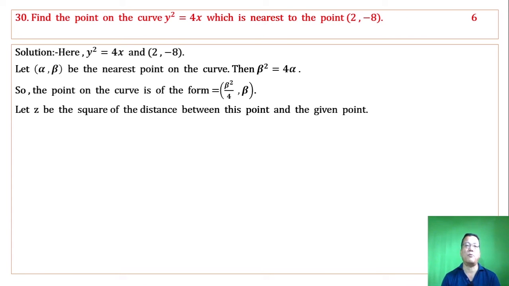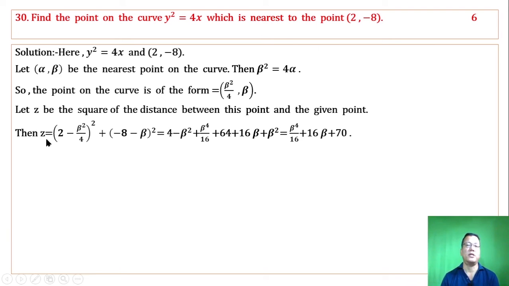Then z equals, by the distance formula, the square of the distance between this point and the point 2, minus 8. Expanding, we get z in terms of beta. Now z is a function of beta only.